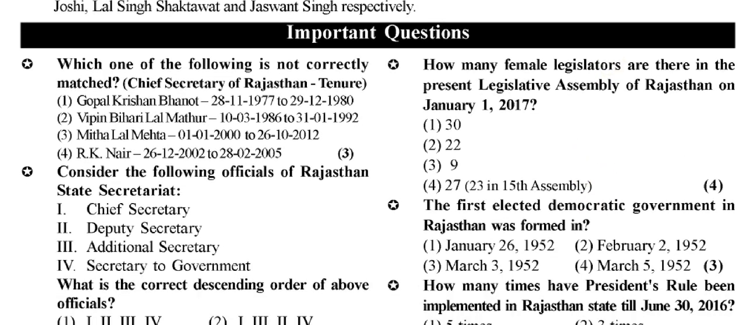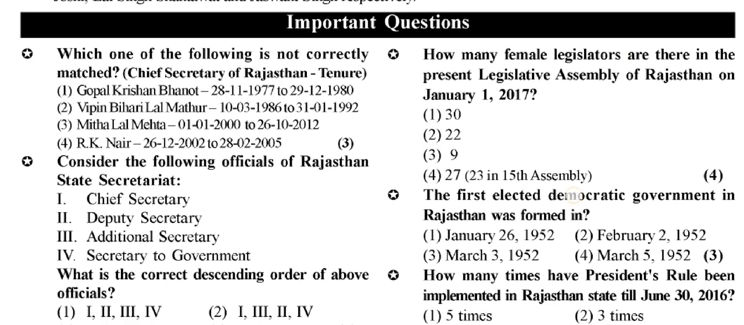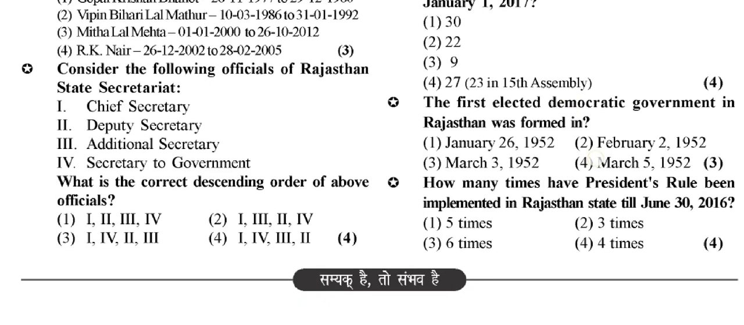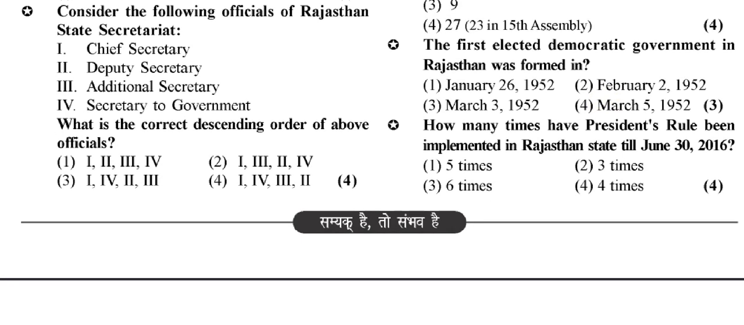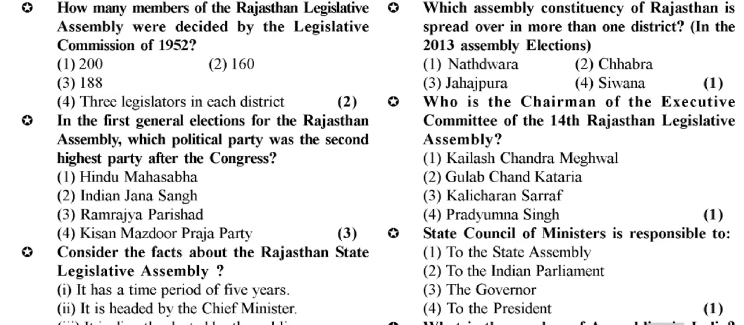How many female legislators are there in the present Legislative Assembly of Rajasthan on January 1, 2017? 27. The first elected democratic government in Rajasthan was formed on 3 March 1952. How many times has President's rule been implemented in Rajasthan state till 30 June 2016? 4 times. How many members of the Rajasthan Legislative Assembly were decided by the Legislative Commission of 1952? 160.